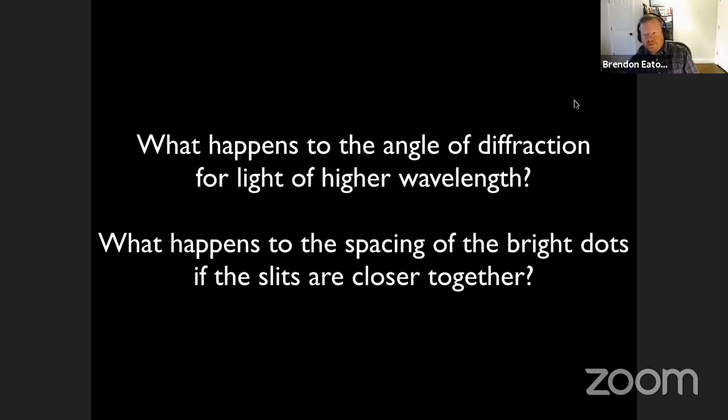And what's going to happen to the spacing of the bright dots if the slits are closer together? Those are the kind of relationships that this course is about. So I really wanted to shine a bunch of lasers through a bunch of diffraction gratings, but I don't have a bunch of lasers with me.